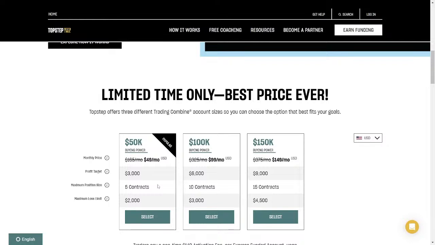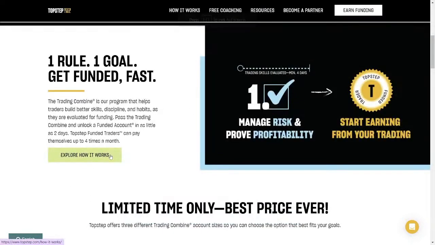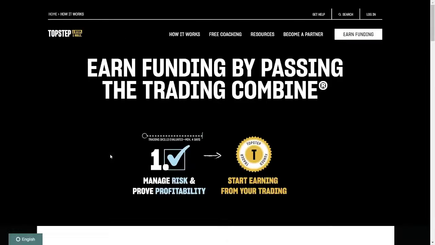So keep that in mind when you're looking to trade with them, as well as here is the maximum loss limit that you have. This would be your overall only thing that's going to violate your account according to them with their one rule account challenges. If we look at how their challenge works here, we're going to say explore how it works.